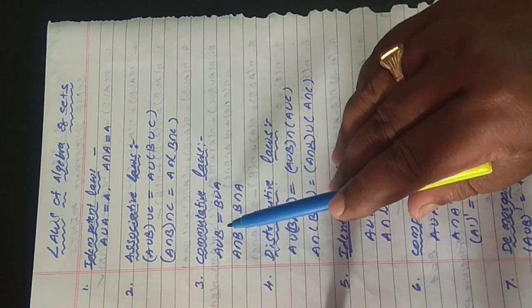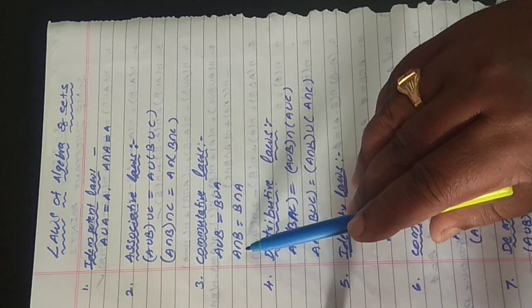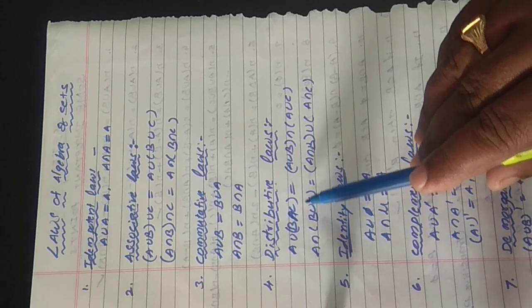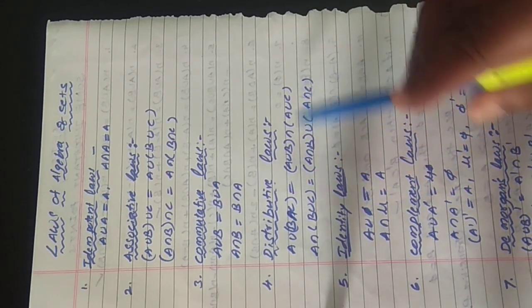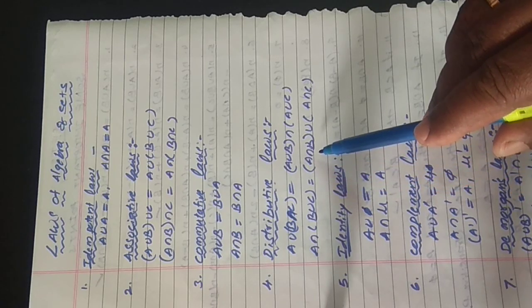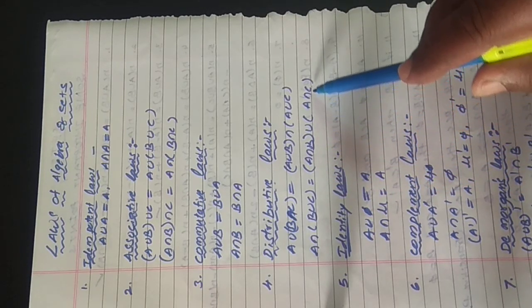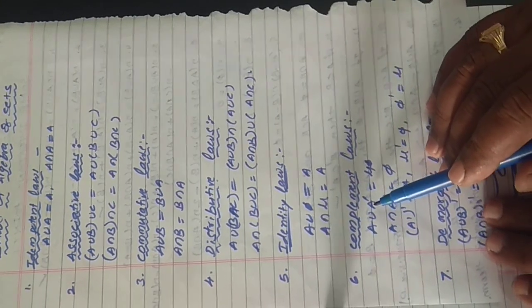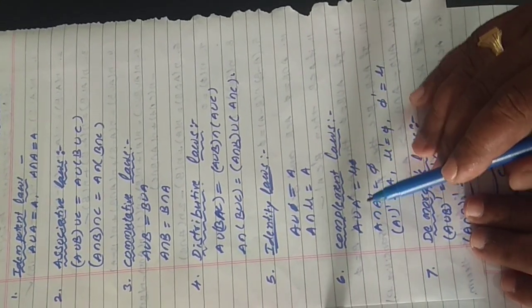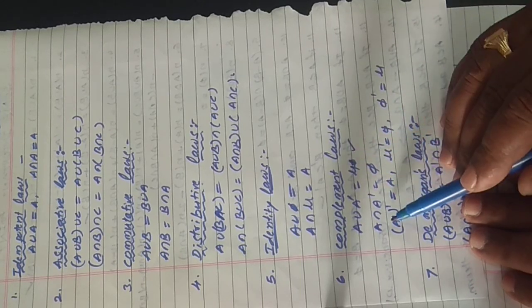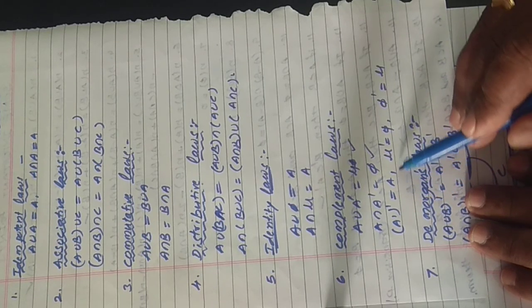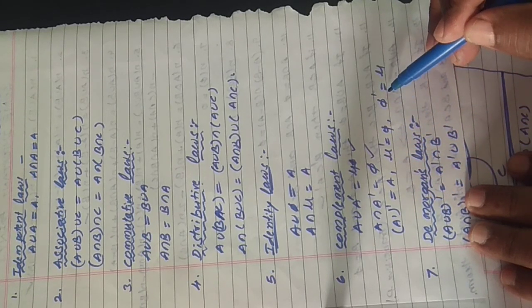Commutative laws: A union B is equal to B union A. A intersection B is equal to B intersection A. Distributive laws: A union B intersection C is equal to A union B intersection A union C. A intersection B union C is equal to A intersection B union A intersection C. Next, identity laws. A union pi is equal to A intersection mu is equal to A. Complement laws, that is, A union A dash is equal to mu. A intersection A dash is equal to pi. A dash whole dash is equal to A. Mu dash is equal to pi. Pi dash is equal to mu.